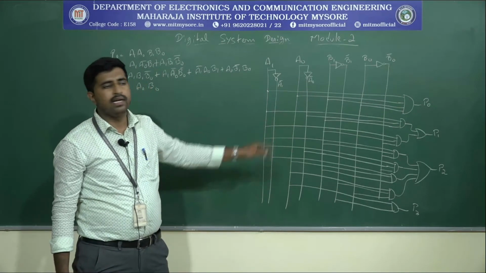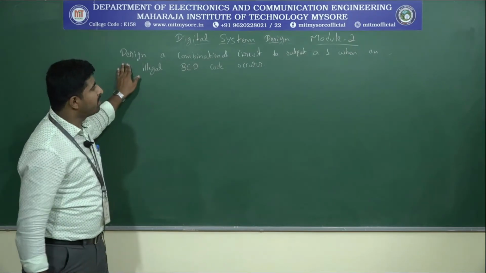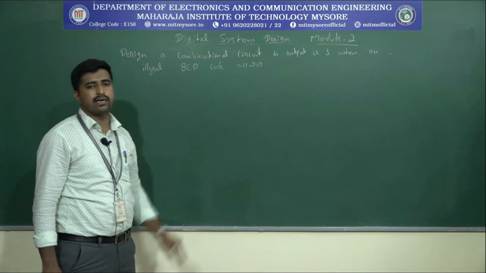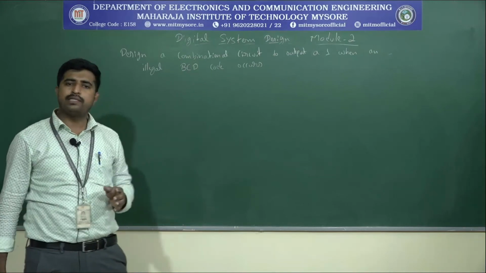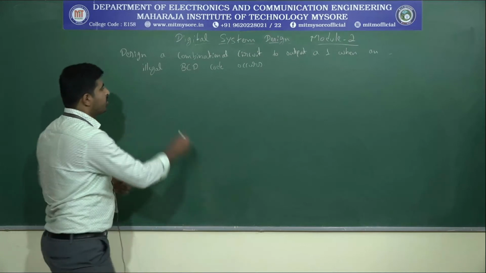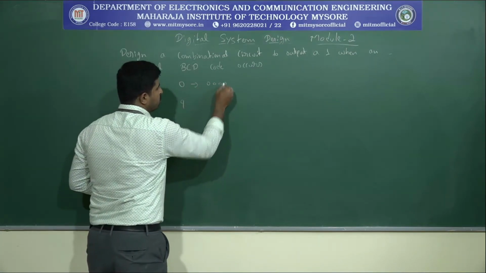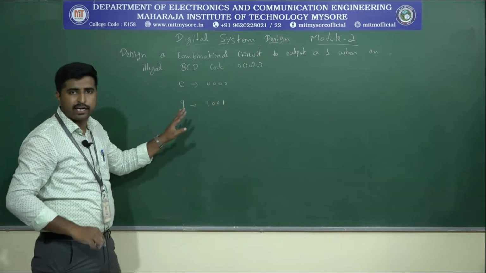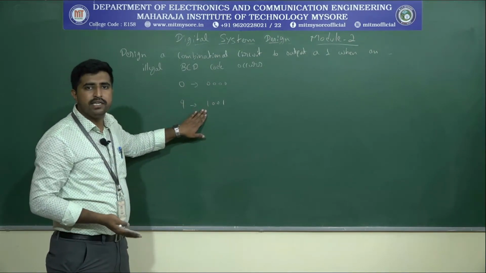Okay, so the next problem is to design a combinational circuit to output a 1 when an illegal BCD code occurs. First of all, we need to understand what a BCD code is. BCD code is binary coded decimal. Binary coded decimal means we have values from 0 to 9, that means 0000 to 1001. So it will be 4 bits. So the numbers 0 to 9 are called BCD codes.